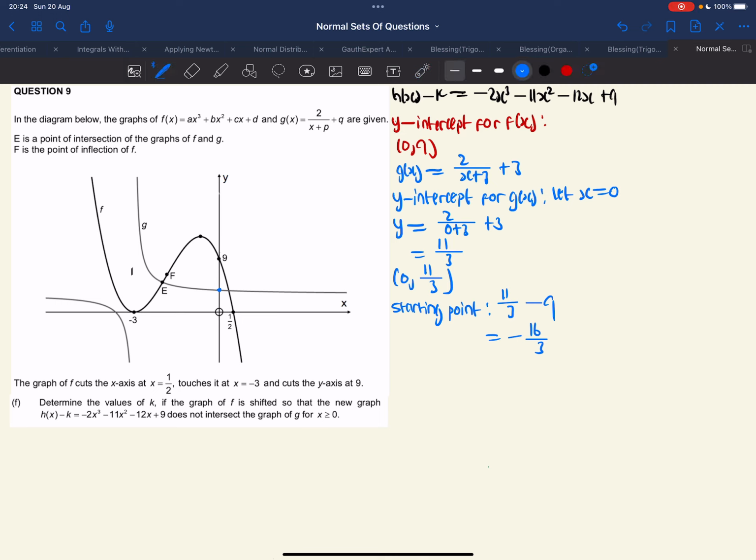So the actual answer that we're looking for at the end is k less than minus 16 over 3. And all values less than minus 16 over 3 are going to allow us to have a function h of x minus k equals negative 2x to the power of 3 minus 11x squared minus 12x plus 9 that is not going to intersect the graph of g for x greater than 0. Hopefully that's clear.